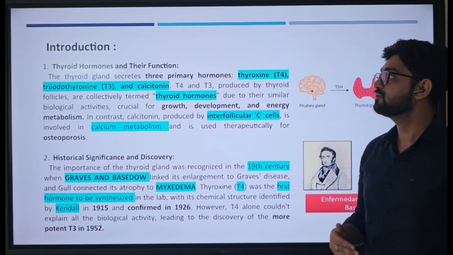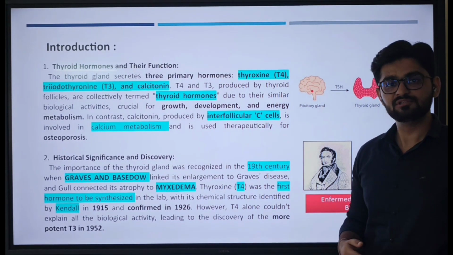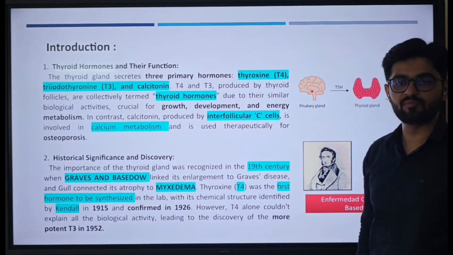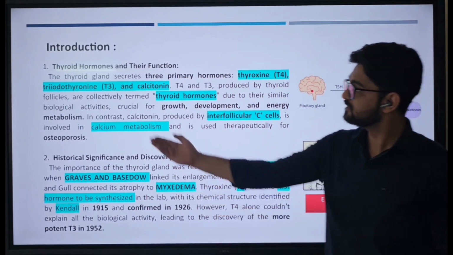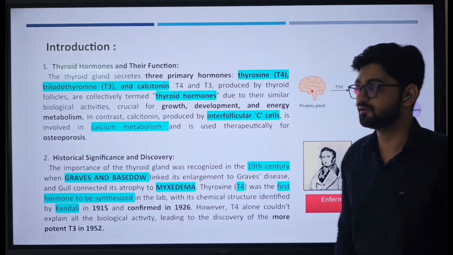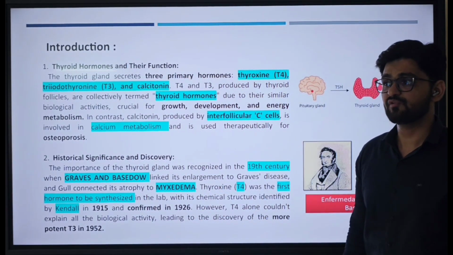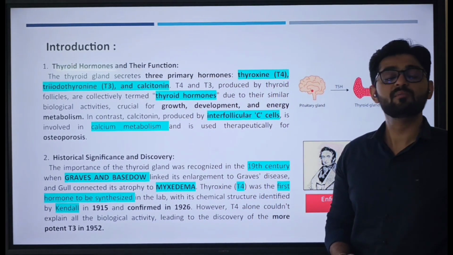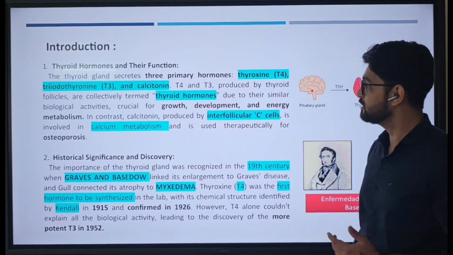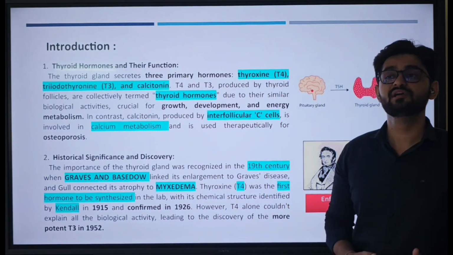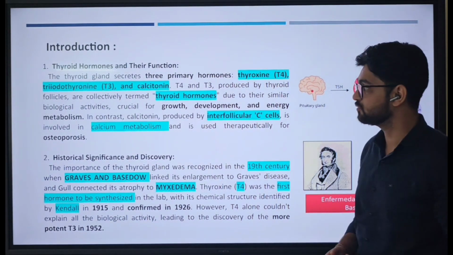Now we'll discuss the types of thyroid hormones. Basically, there are three types of thyroid hormones. First is T4, that is thyroxine. Next comes T3, that is triiodothyronine. Then calcitonin. When we talk about T3 and T4, these are protein-based, but apart from this, T3 is more potent than T4. It is produced in a smaller amount as compared with T4.